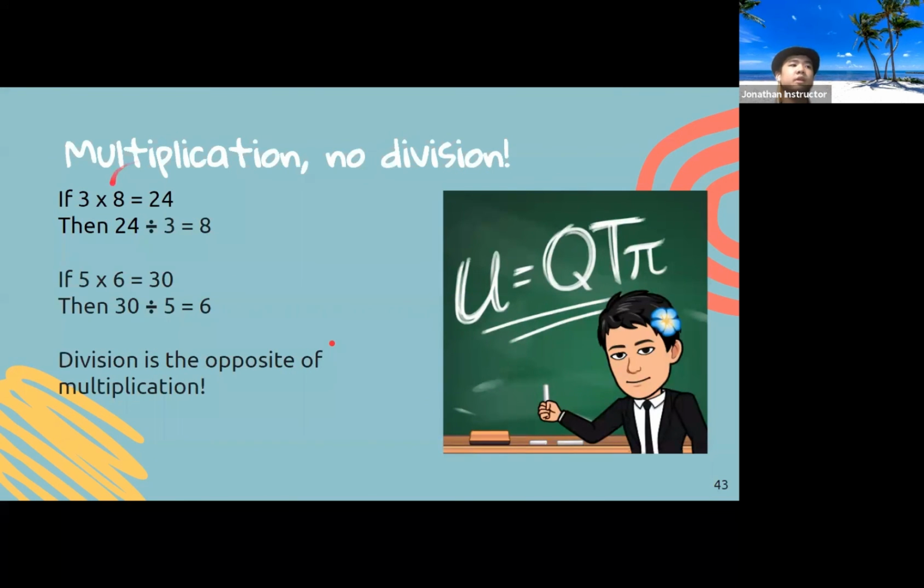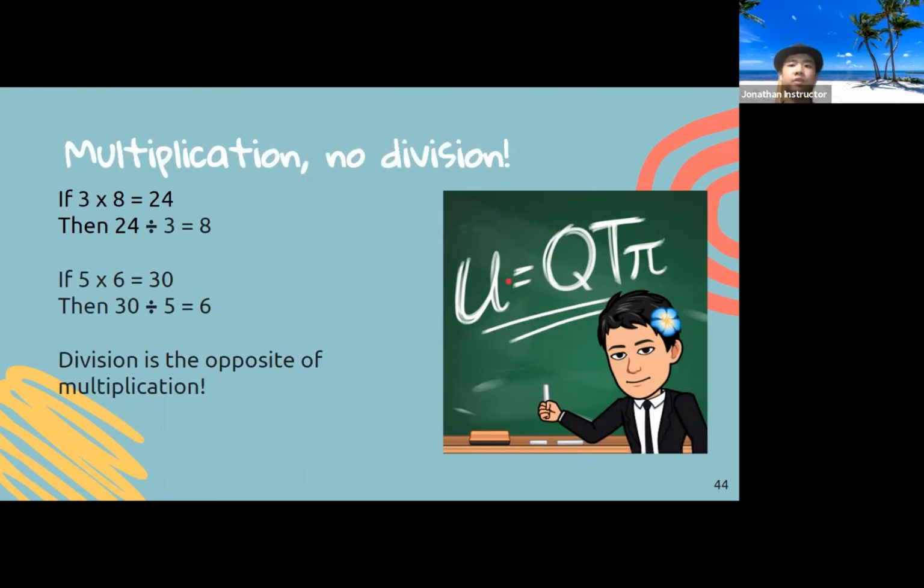So in multiplication, I have 3 times 8 is equal to 24. And then in division, 24 divided by 3 is equal to 8. This is the division sign. You might see this, the 5th grade division sign. There's a lot more that we'll see later, next week actually. So 24, the big number, divided by a smaller number equals this number. And then same thing, 5 times 6 is equal to 30, but 30 divided by 5 is equal to 6. So division is the opposite of multiplication, as you've already seen.